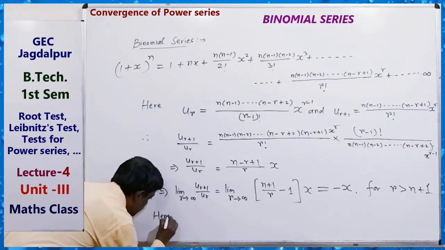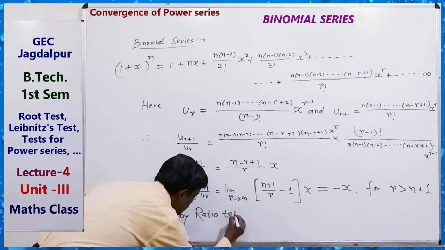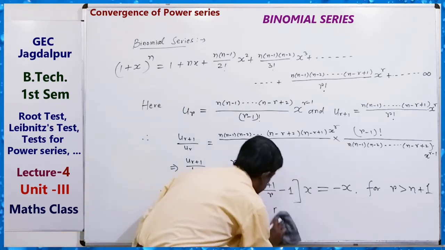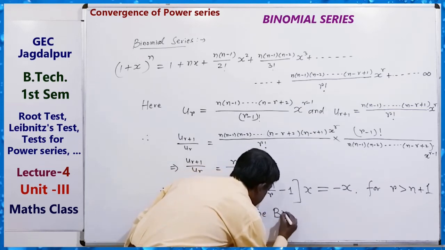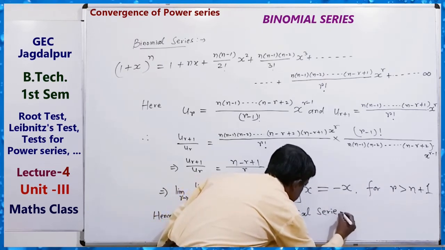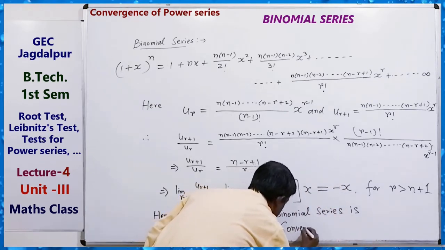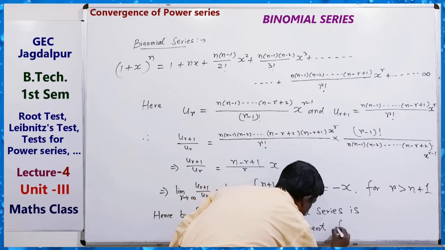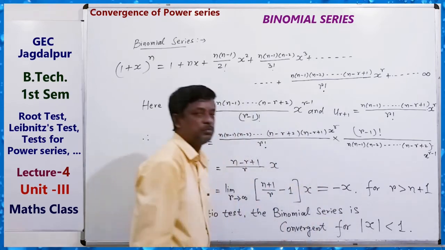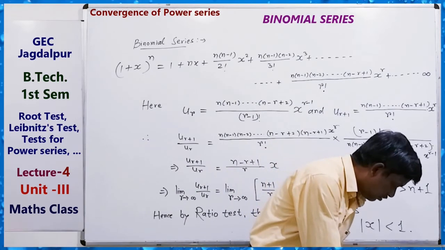Hence by ratio test, the binomial series is convergent for mod x is less than 1. This is for mod x less than 1, convergent.